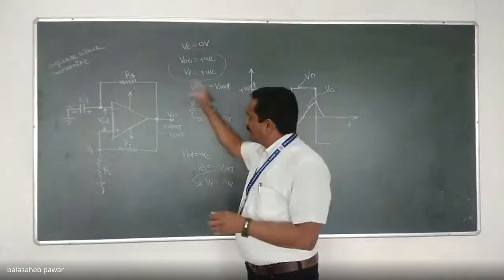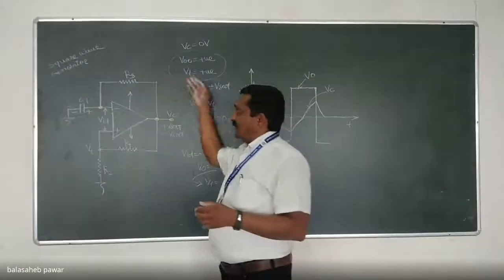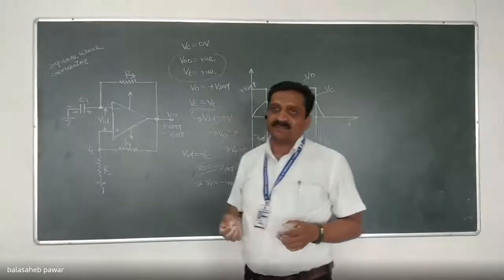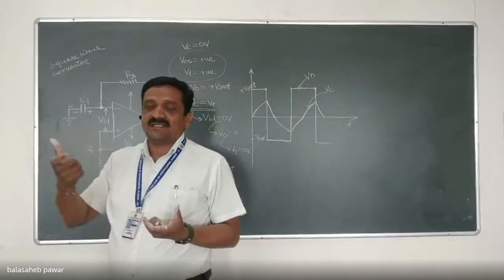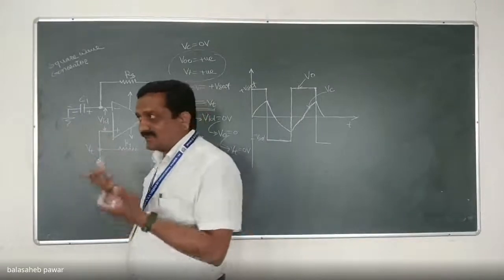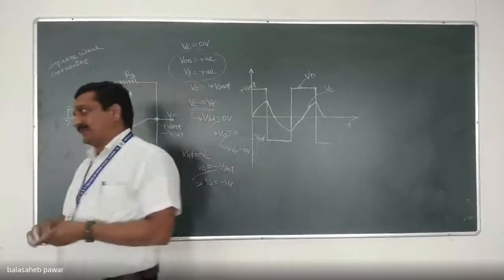As the same resistor is there for the charging of the capacitor as well as for the discharging of that capacitor, we can say its charging and discharging time will be equal. And as it will be equal, we can say its T on equals T off. Correct?